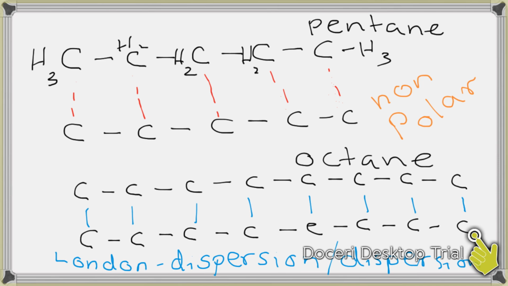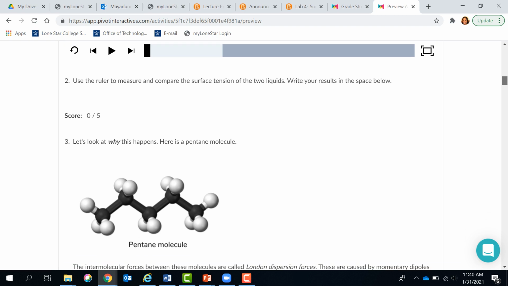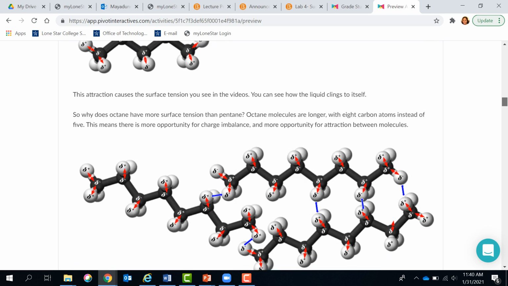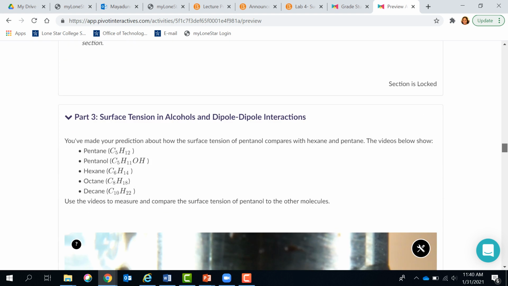Now, what happens if a compound with oxygen comes into the picture? When you go down, you compare the bigger the carbon chain, the bigger the interaction. You will see another one: pentanol. The pentanol has oxygen in it. Whenever the oxygen comes, it has much stronger interactions, because then it's a dipole-dipole interaction.